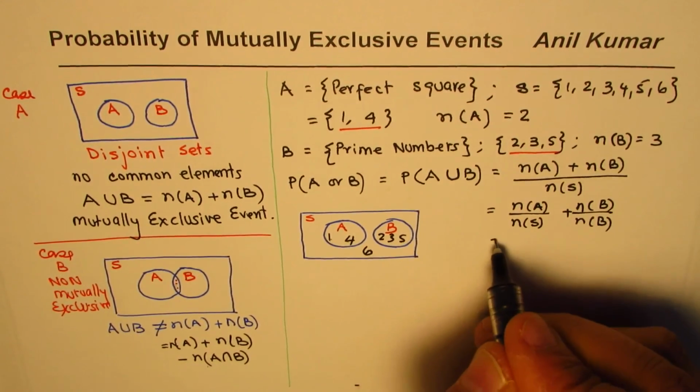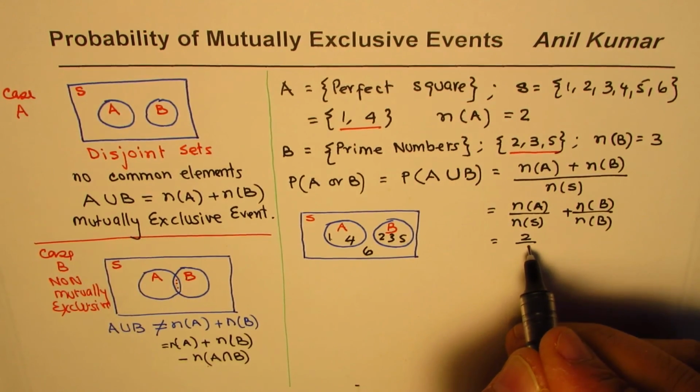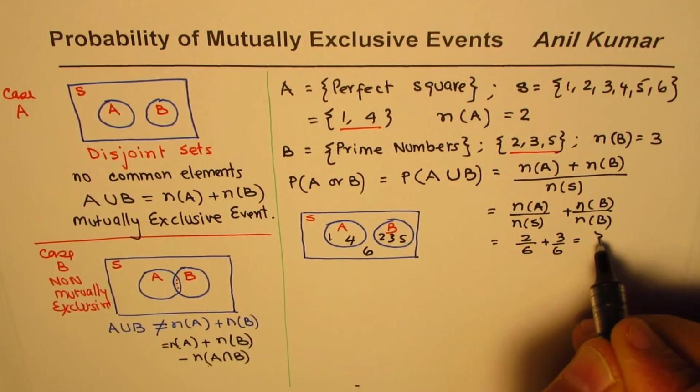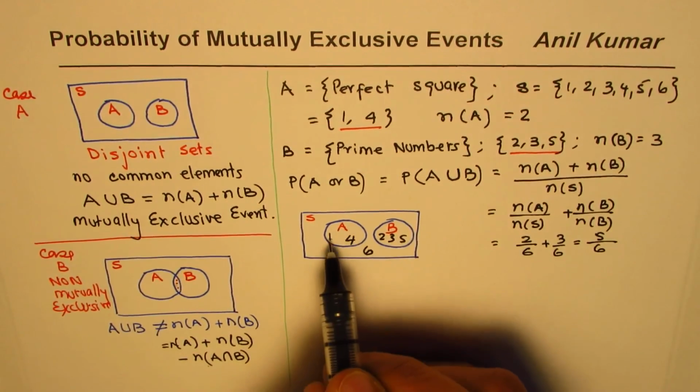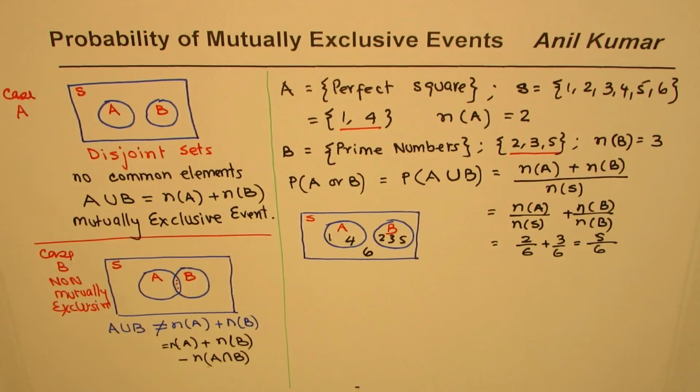So it is, as you can see, you could write 2 plus 3 over 6, or I combine them like this. In any case, it is 5 over 6. 5 are the elements which are in A or B, and in our sample space we have 6 elements. You get an idea, right? So that is the case when we are talking about mutually exclusive events.